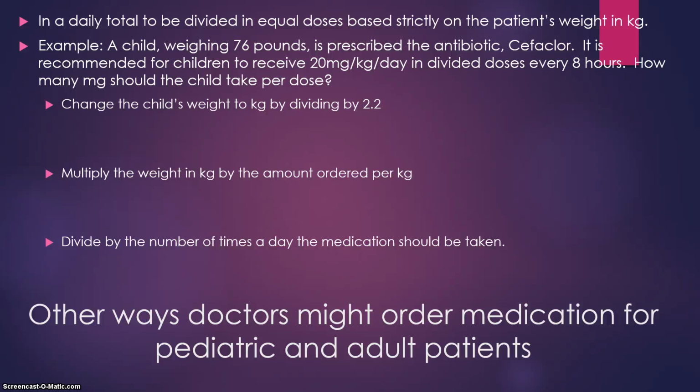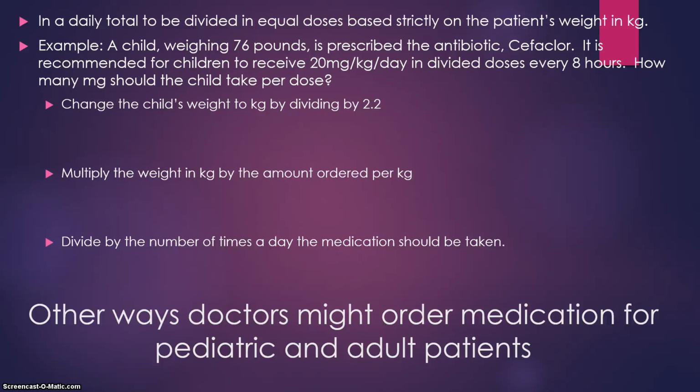Another way a doctor might order medication for a pediatric patient is in a daily total to be divided in equal doses based strictly on the patient's weight in kilograms. For example, a child weighing 76 pounds is prescribed the antibiotic cefaclor. It is recommended for children to receive 20 milligrams per kilogram a day in divided doses every 8 hours. How many milligrams should the child take per dose?